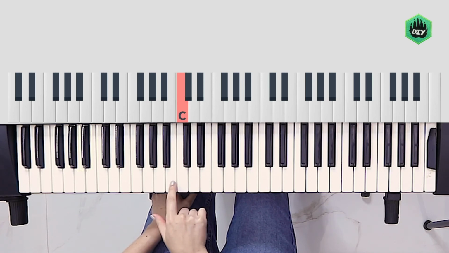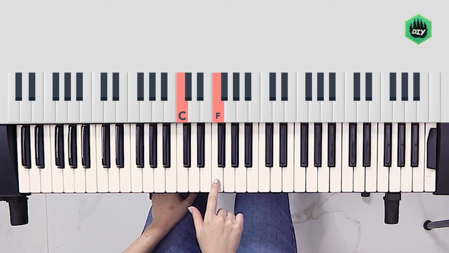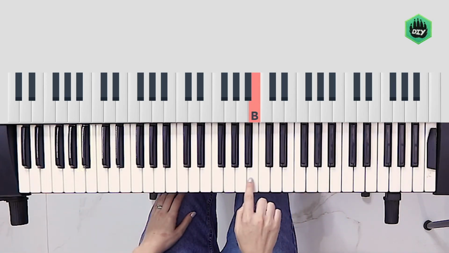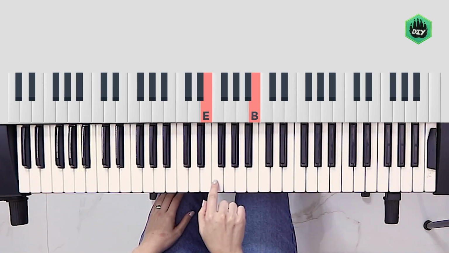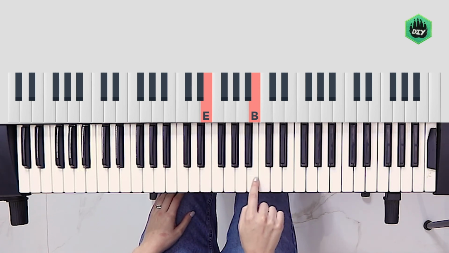But there are 2 exceptions here. You will notice that there is no black key on the left of a C and the left of an F. This is because in Western music, the notes C and F don't have any flats. The notes B and E don't have any sharps, as there is no black key on the right side.